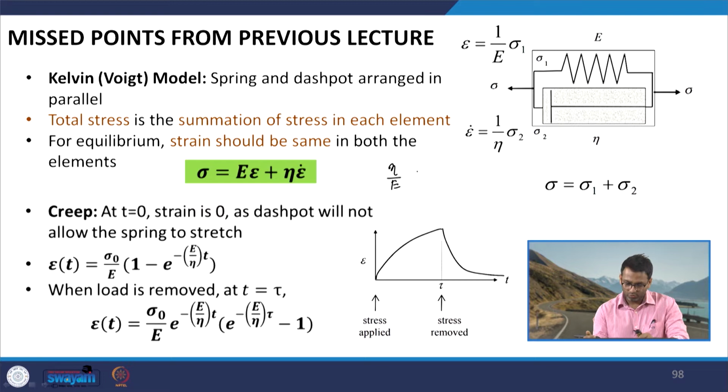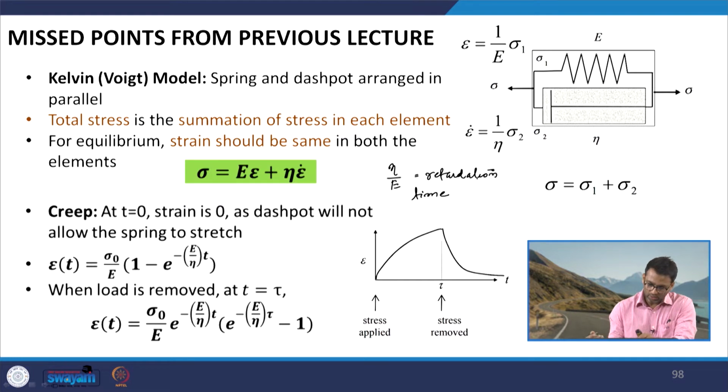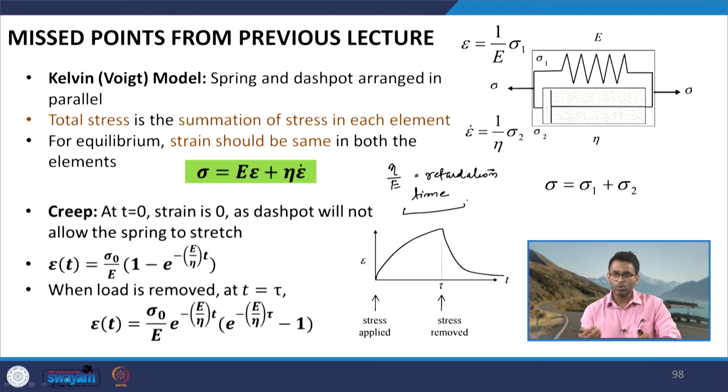In the equation which we derived, the ratio of eta by E, in contrast to the relaxation time of the Maxwell model which we discussed, is called the retardation time. I forgot to mention this in the last class. This time is basically a measure of the time taken for the creep strain to accumulate. So, the shorter the retardation time, the more rapid the creep straining will be. This is an important parameter which describes the retardation behavior of a material following the Kelvin model. So, this was one point which was missing.